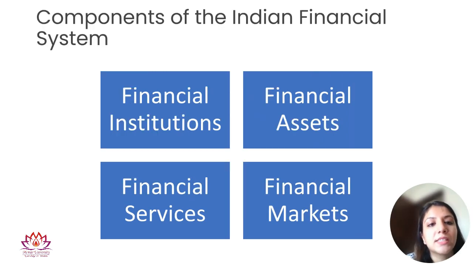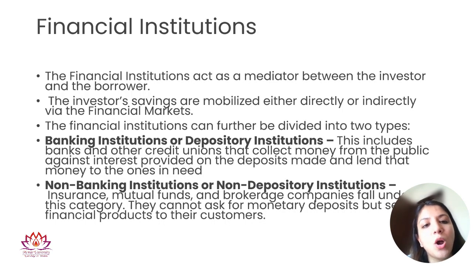Let us now discuss the various components of the Indian financial system. The Indian financial system has four components: financial institutions, financial assets, financial services, and financial markets. So let us discuss all of these components in detail one by one. So the first component is financial institutions.